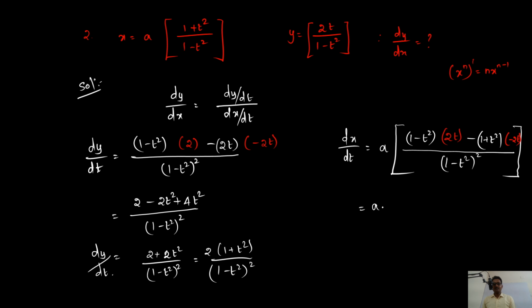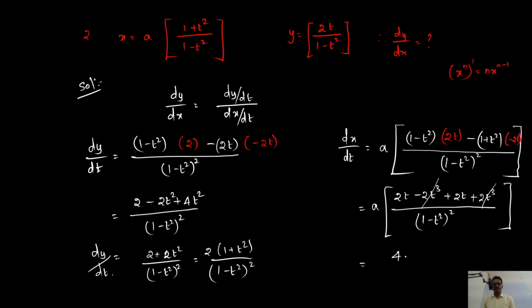which is equal to a into denominator. We are not going to make any changes. And numerator, let me multiply: 2t minus 2t cube and plus 2t plus 2t cube. Here minus 2t cube plus 2t cube will get cancelled. Now you are having 2t plus 2t become 4t into a means 4at over 1 minus t square the whole square. This is dx by dt value.